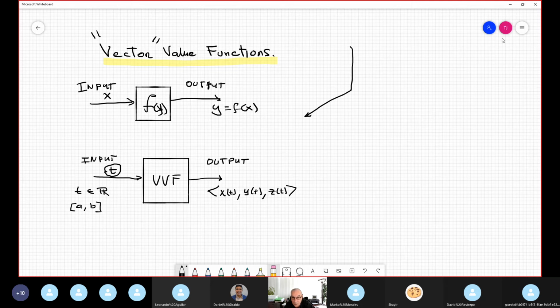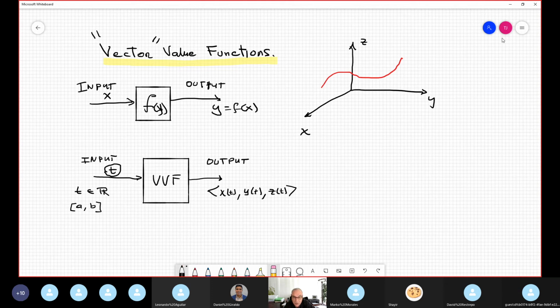Guys, pay attention, focus and concentration. This is a very, very conceptual, hard problem. This is x, y, z. Therefore, when we use this vector value function, we can generate a curve in 3D.